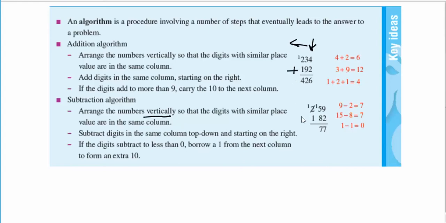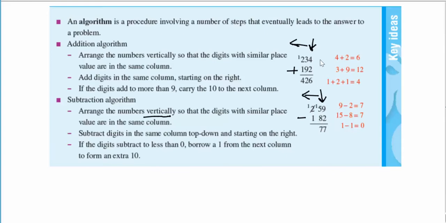Remember, these ones are adding there. These ones are subtracting here. Subtract the digits in the same column, top down, and starting on the right. So again, start on the right and work your way to the left. If the digits subtract to less than 0, you borrow 1 from the next column to form an extra 10. Then you are able to do that calculation.